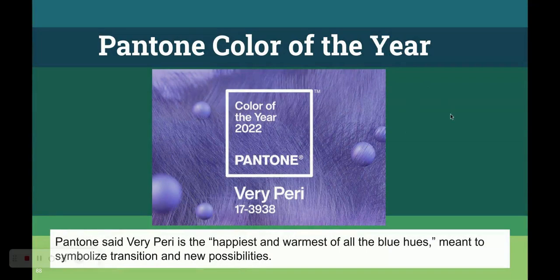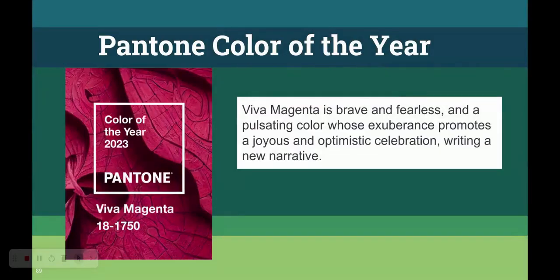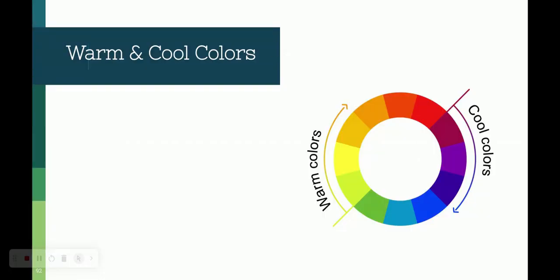In 2022, Pantone's color of the year was Very Peri, they called it the happiest and warmest of all the blue hues. It's meant to symbolize transition and new possibilities. Now, this isn't a rule. This is just something that designers look at during that year. In 2023, it was the color Viva Magenta. It's brave and fearless and a pulsating color whose exuberance promotes a joyous and optimistic celebration, writing a new narrative.